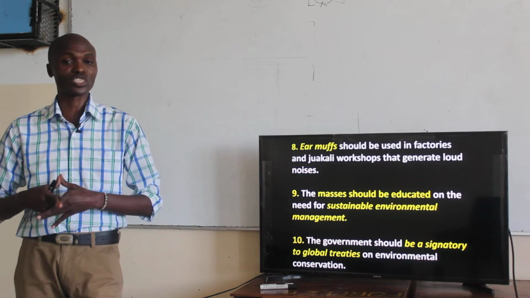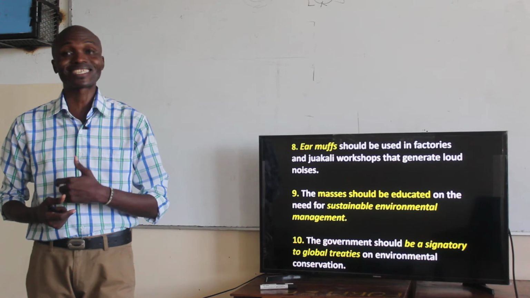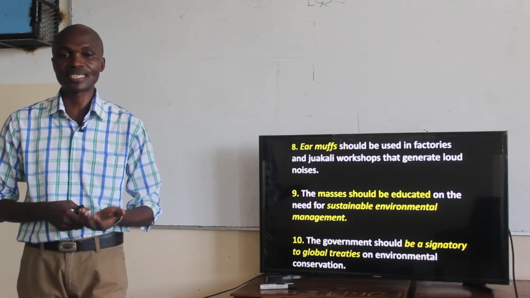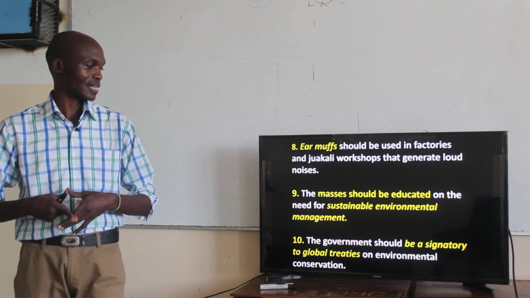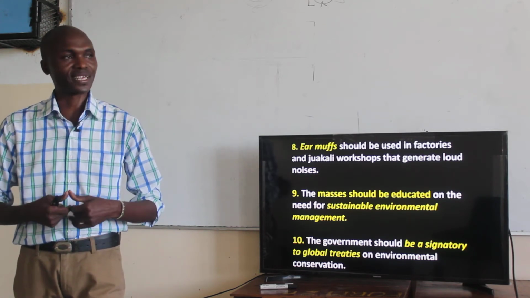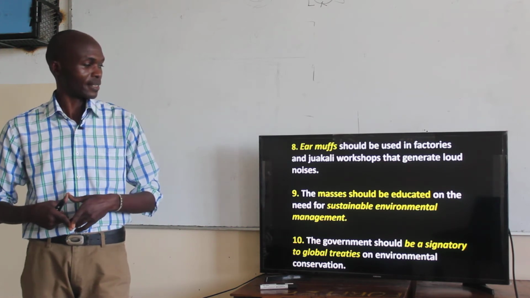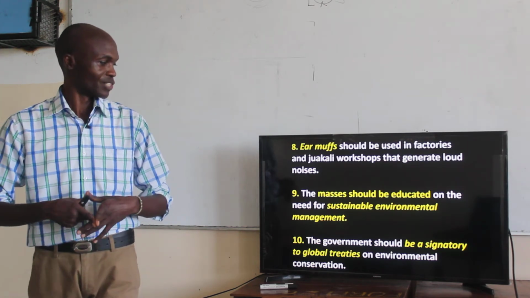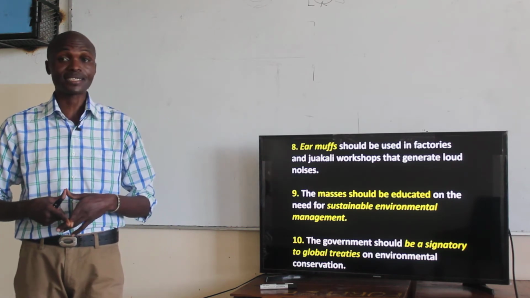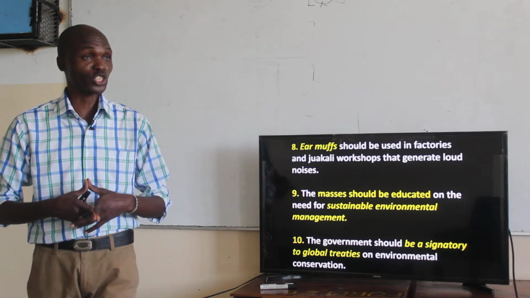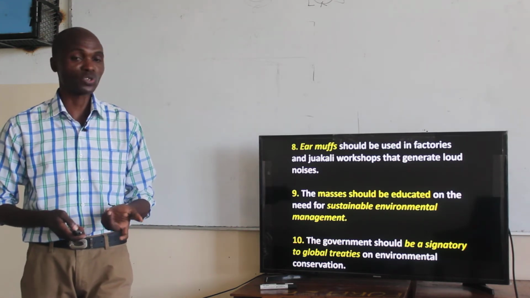for future generations. Then lastly but not the least, the government should be a signatory to the global treaties on environmental conservation. So we have international treaties that govern our different environmental missions and conservation standards that we are supposed to practice to ensure that our habitats are managed in line with the regulations, and consequently we will be able to minimize the pollution effects.